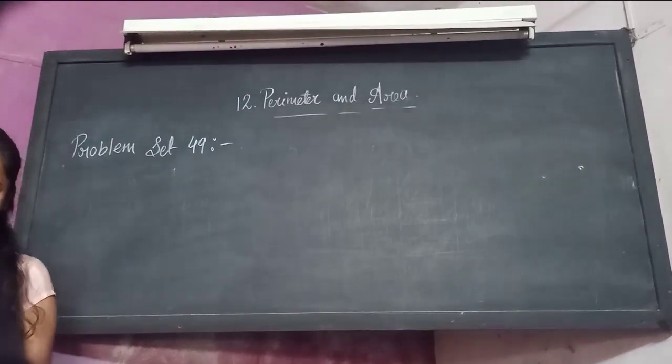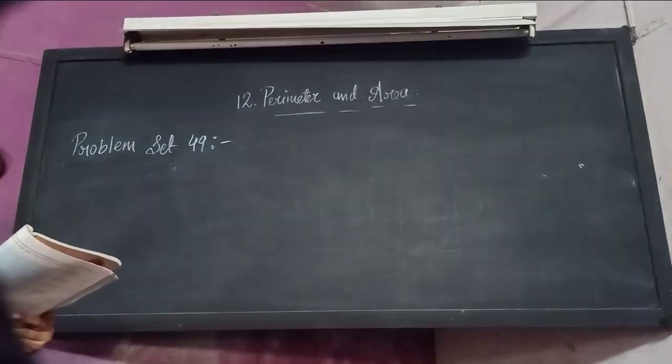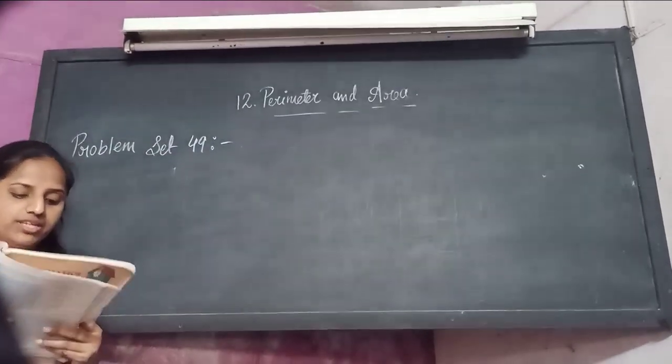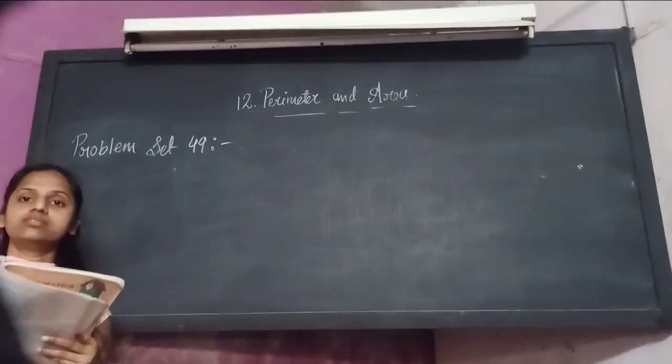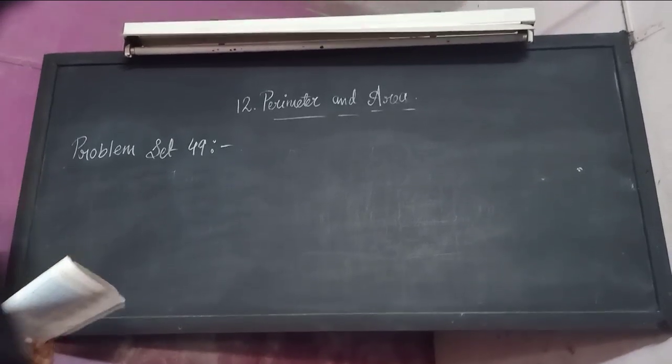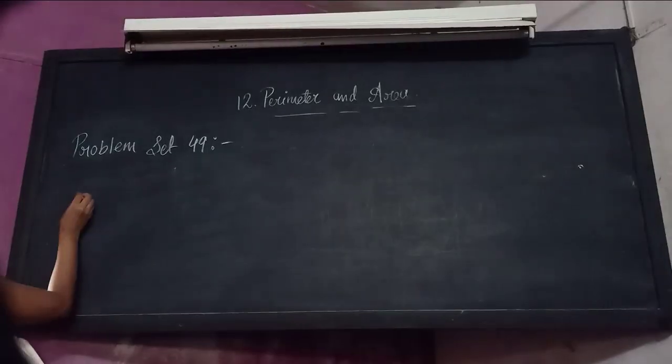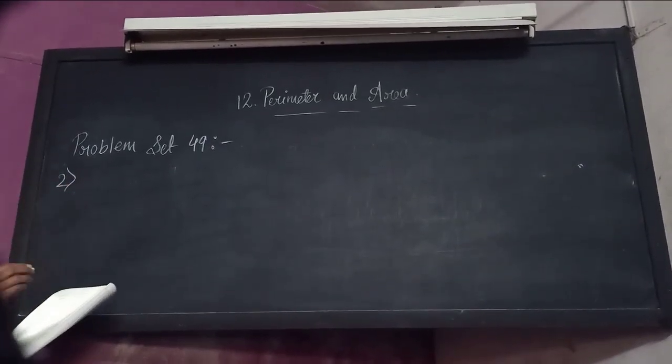Okay, now let's go for the second question. The second question is, if the length of a rectangle is 20 meter and its width is 12 meter, what is its perimeter? So the length and the width, meaning breadth, is given in the question. We have to find out the perimeter. First of all, we will write what is given in the question.